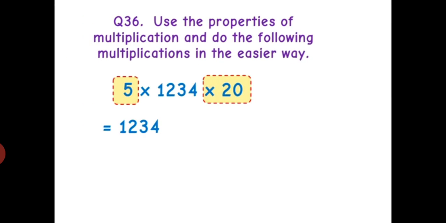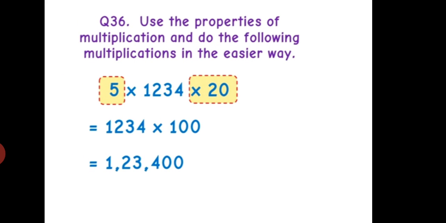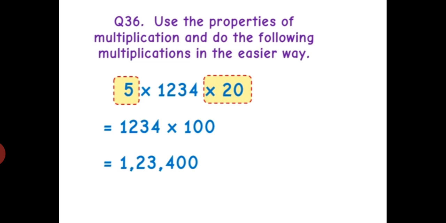Coming to the second example, it says 5 into 1234 into 20. So, at first we shall multiply 5 by 20. So, we shall write 1234 into 100, as 5 multiplied by 20 is 100 and the answer is, you can see.